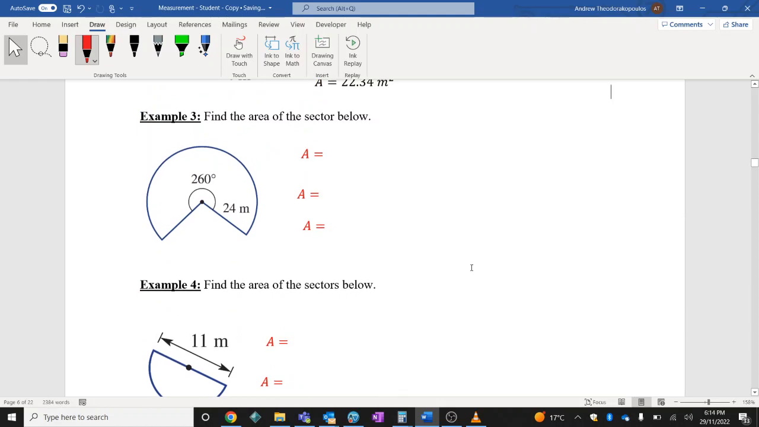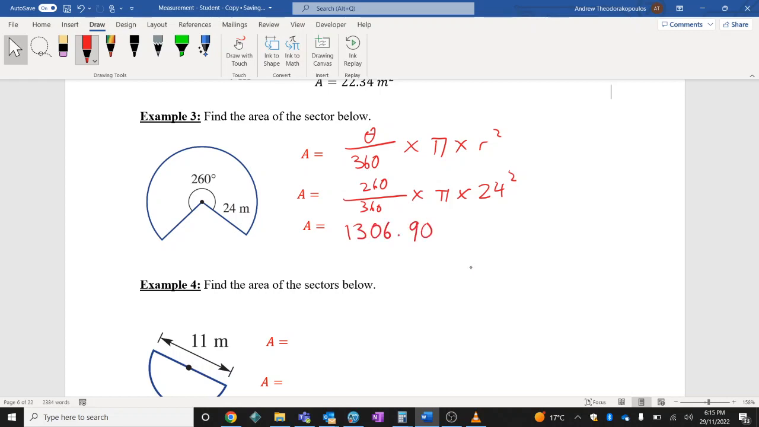So the area of this sector is theta over 360 times pi times r squared. So let's just fill that in. Theta is 260 over 360 times pi times our radius is 24 squared. If you put that into your calculator, you should get an answer of 1,306.90 meters squared.